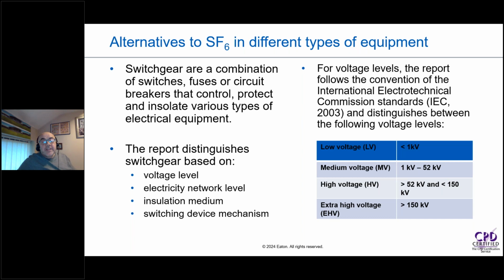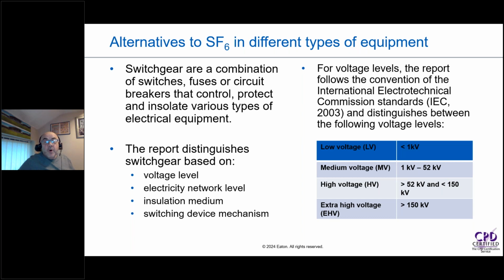So switchgear is a combination of switches, fuses, or circuit breakers that control, protect, and isolate various types of electrical equipment or electrical circuits. The report distinguishes which switchgear, based on voltage levels, electricity network fault levels, insulation medium, and switching device mechanisms.